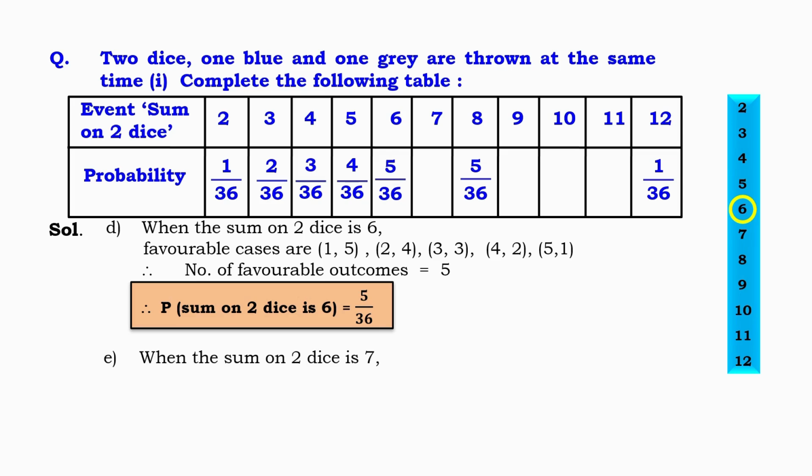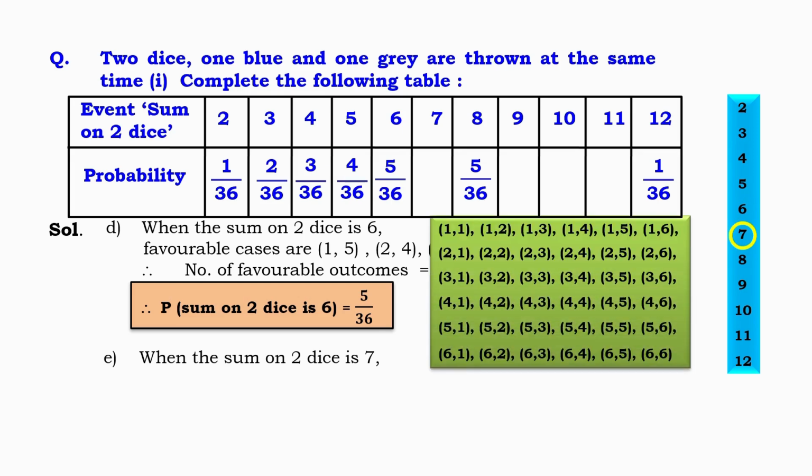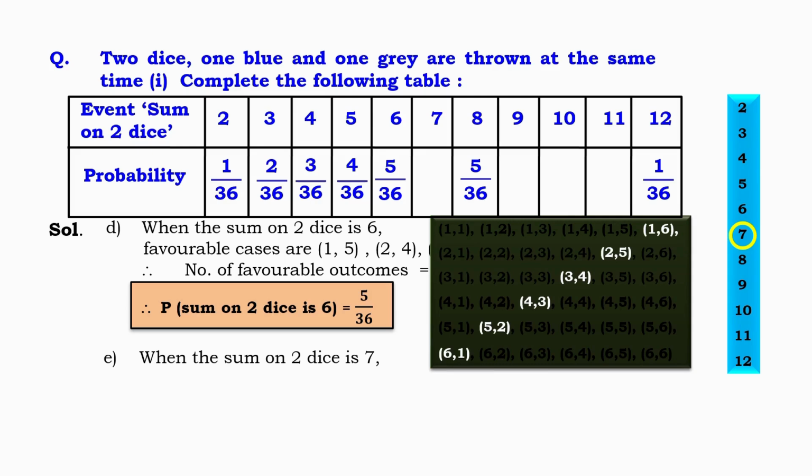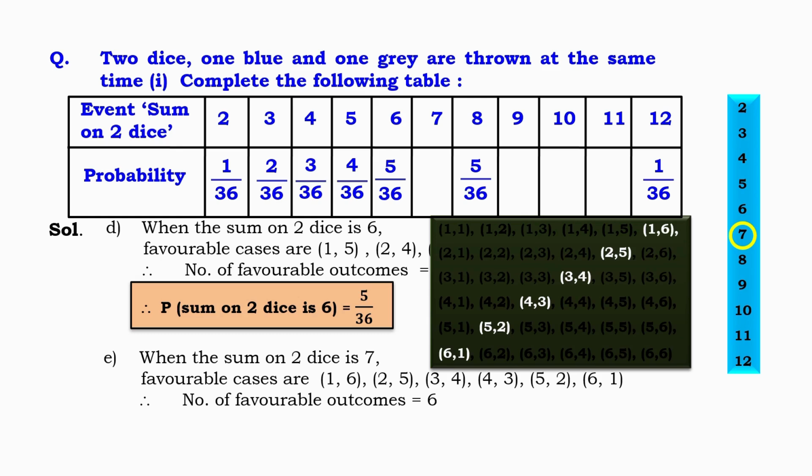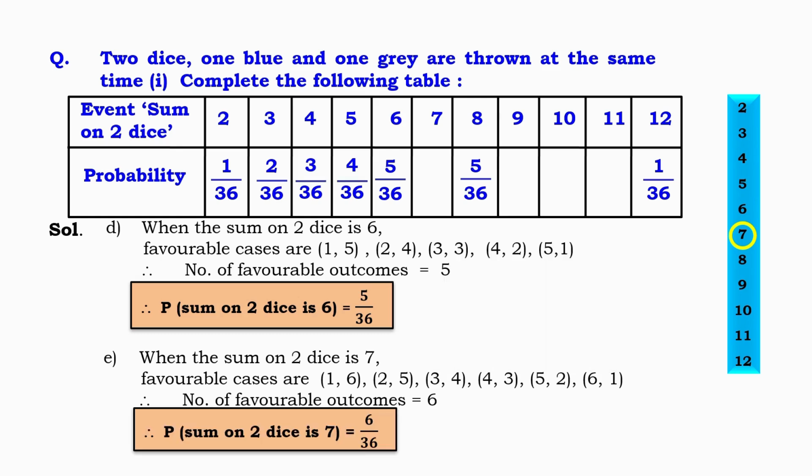Now when the sum on 2 dice is 7. So let us take a look. 1 6, 2 5, 3 4, 4 3, 5 2 and 6 1. So all these cases, if we add up the numbers, we will get 7. So number of favorable outcomes is equal to 6 over here. So the probability of sum of 2 dice is 7 is equal to 6 by 36 or 1 by 6.